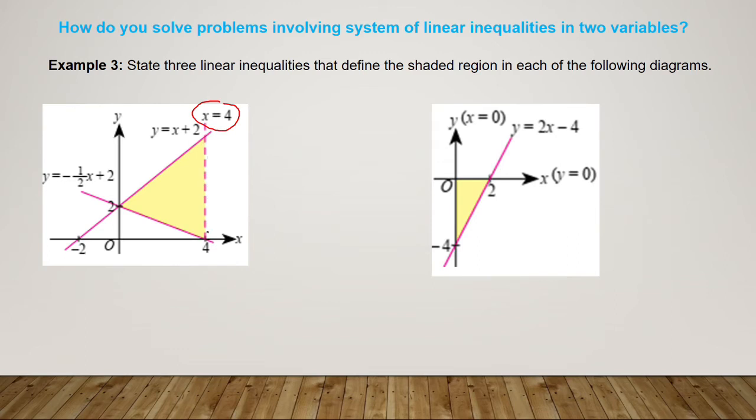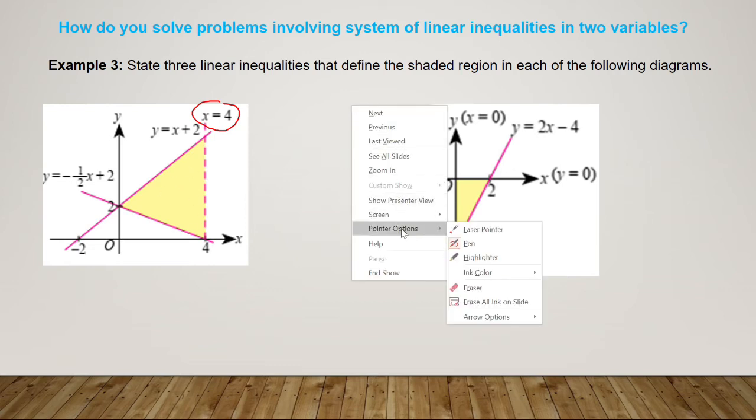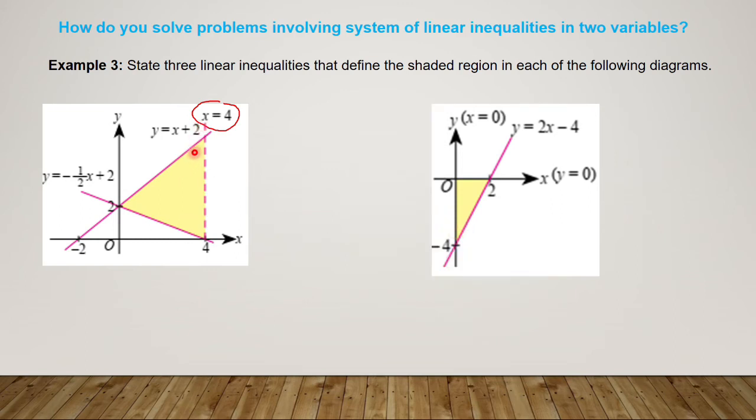Dotted lines mean that the value is not included, right? So we can only use greater than or less than. But then the region is on the left. On the left means that it is less than. I use the pointer so that you can see clearer here. So it is on the left, which means that we use less than.